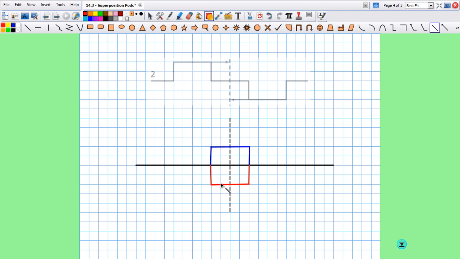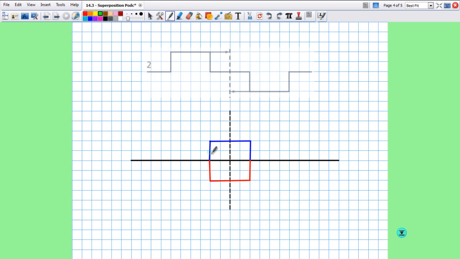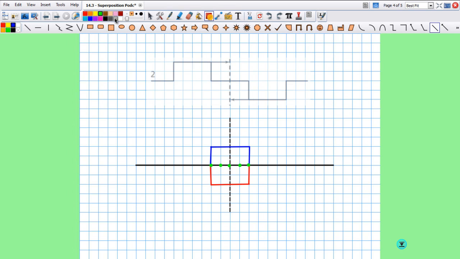Two minus 2, the resultant is 0. So we have 0 for here, 0 for here, 0 for here, 0 for here, and I forgot this guy right here. So our resultant wave, these two totally cancel each other out, and we're left with nothing. So we have a nice green wave like that.